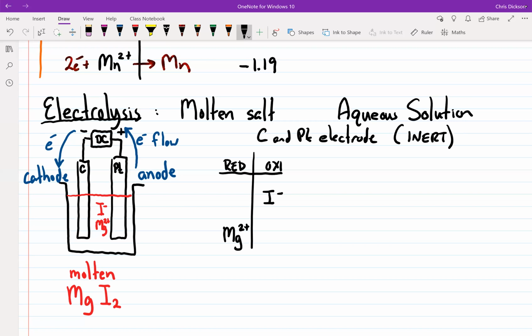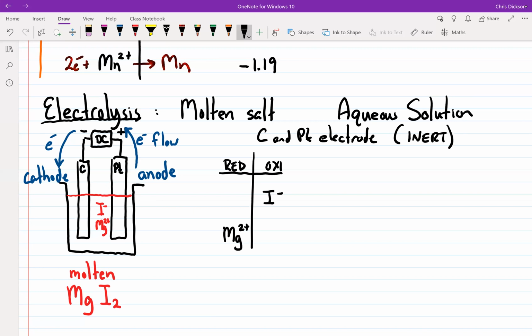So if you sort of think about that, they would have a special place on the table, relatively high or low, depending on what's trying to happen to them. You don't need to know more than that, other than you can basically ignore them. So carbon and platinum can be basically ignored here. Okay, so what's going to happen?